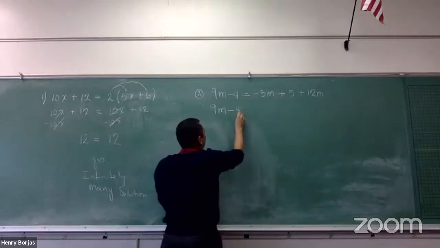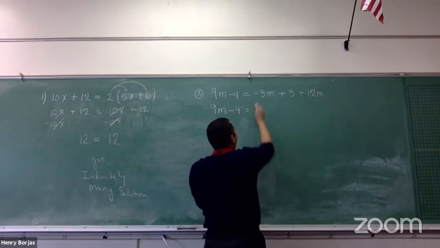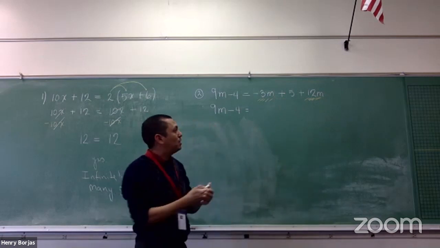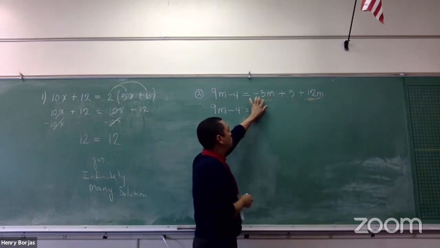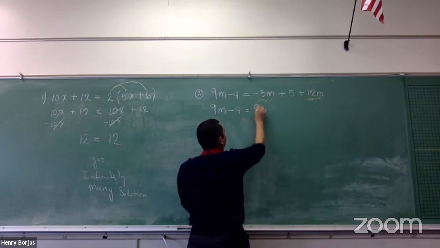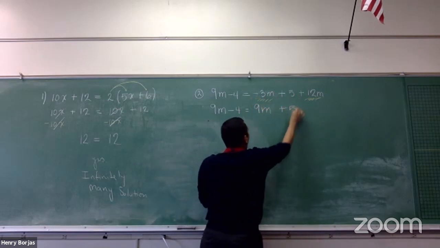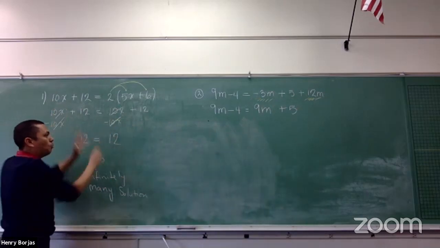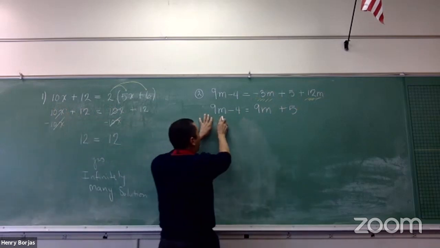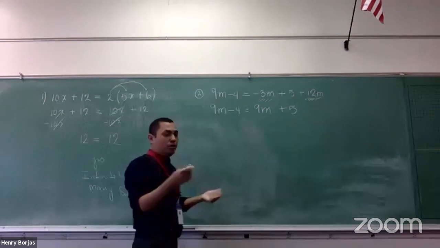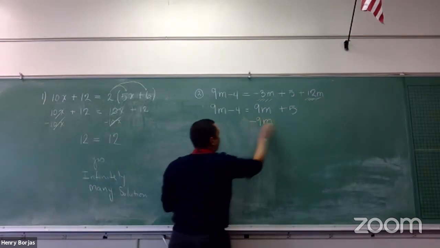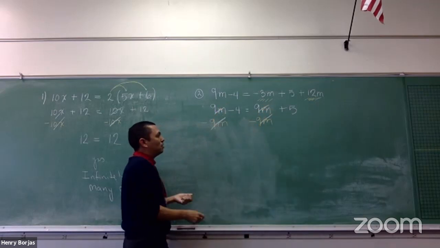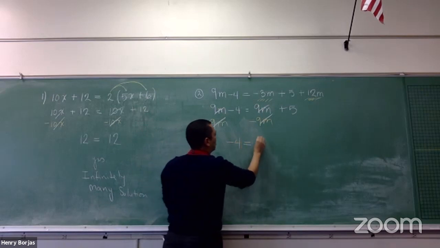9m minus 4 equals negative 3m and 12m, which are like terms. So I can say 12 minus 3 equals 9m, plus 5. Same situation. You have 9m on both sides, so we're going to cancel it out: minus 9m, minus 9m. These two go away. So I have negative 4 equals 5.